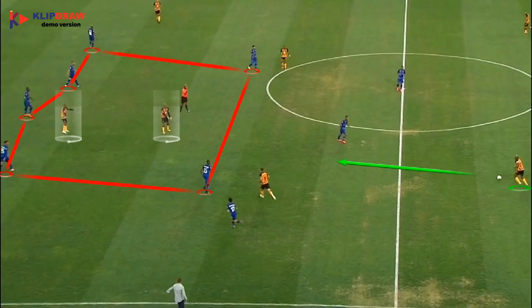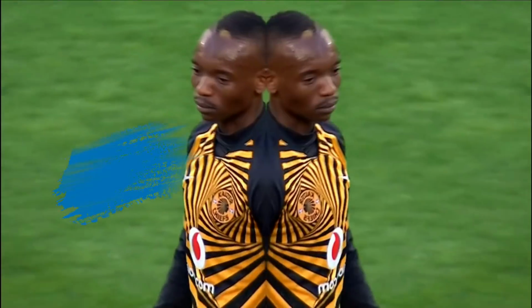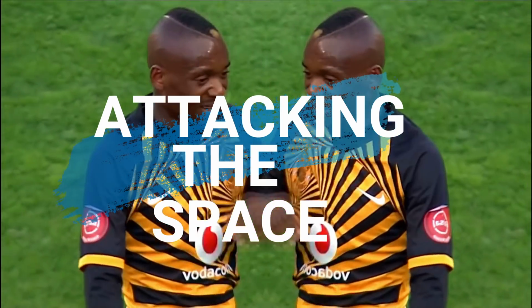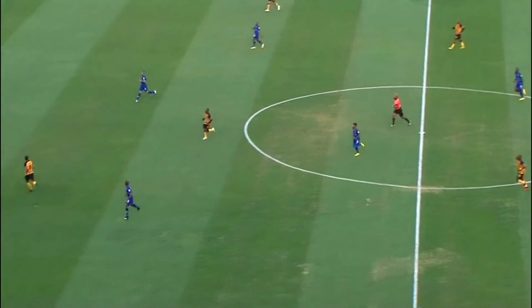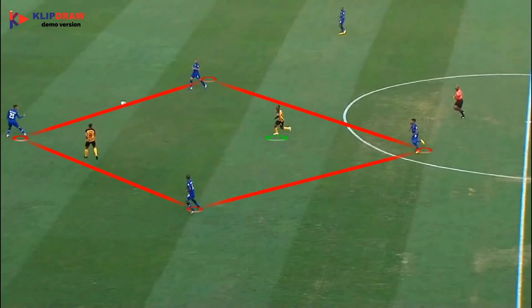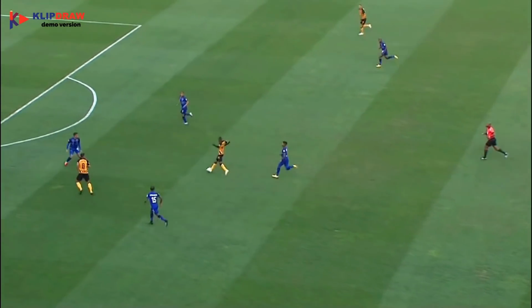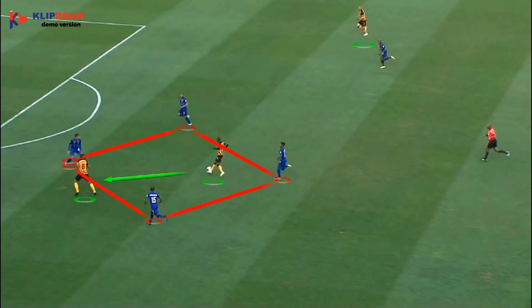Manyama and Billiat occupying the same pocket of space, and Billiat can't operate in that link. Now we'll see some perfect examples of Khama Billiat at his best, running at defenders and operating in the pocket. Look at where Billiat drops as Derek beats the ball back, and Billiat drops exactly where he's supposed to be, in that number 10 role within the pocket, and he's running at the defenders.